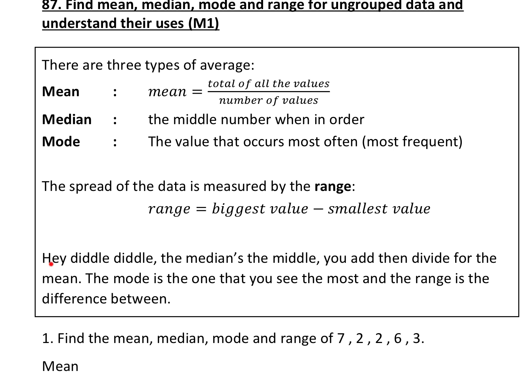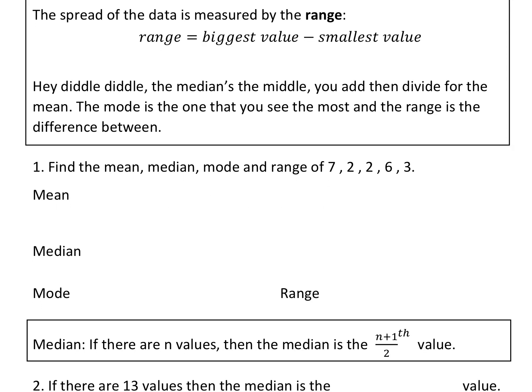One way to remember it is a little song. Hey diddle diddle, the median's in the middle. You add then divide for the mean. The mode is the one that you see the most, and the range is the difference between. Don't care how you learn it, but make sure you learn it.